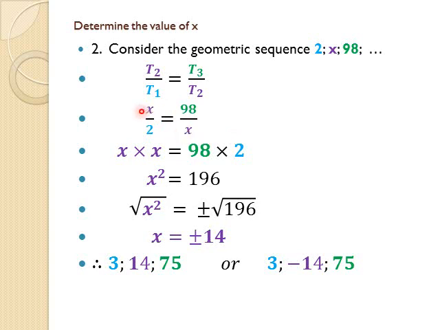Right, x times x equals 98 times 2 if I cross multiply. x times x is x squared. 98 times 2 gives me 196. Find the square root of both sides. Remember, very important, plus or minus in front of any square root that we find. So from there, x equals plus or minus 14. So the sequence reads 2, 14, 98 or 2, negative 14, 98.